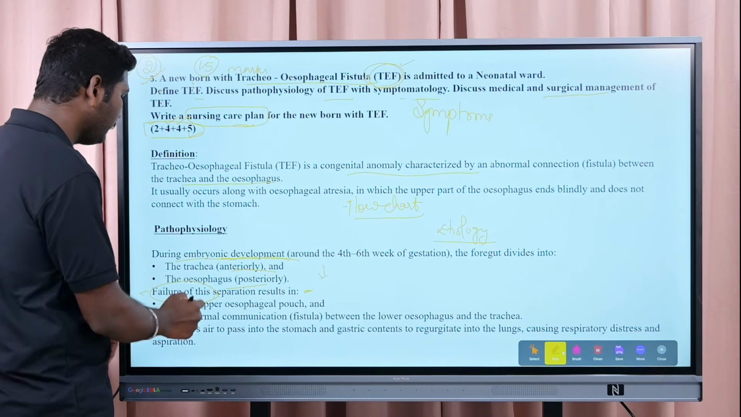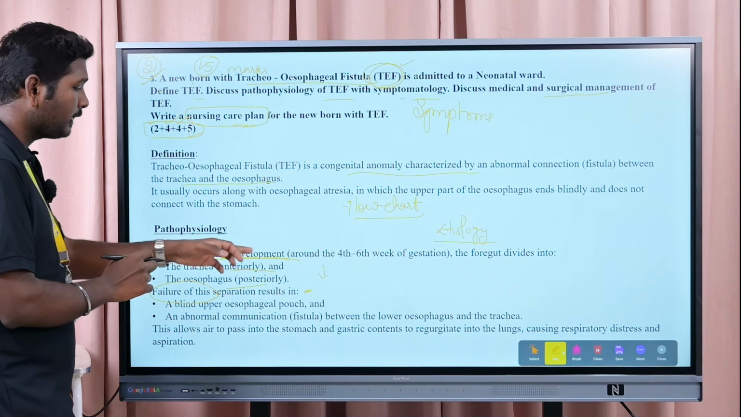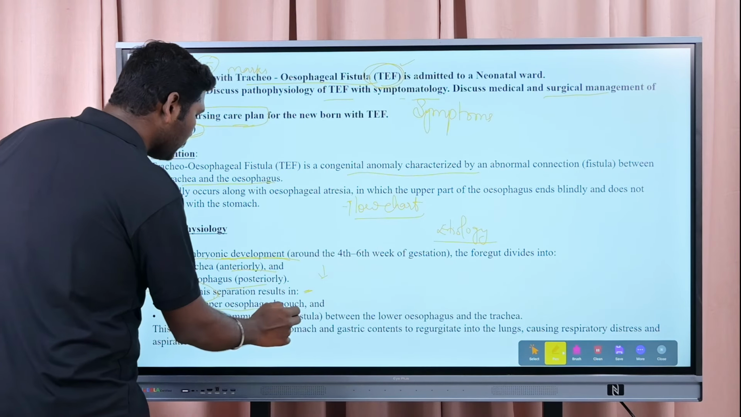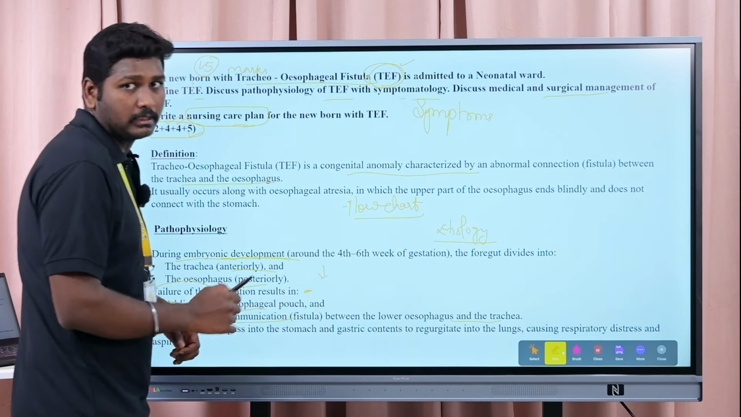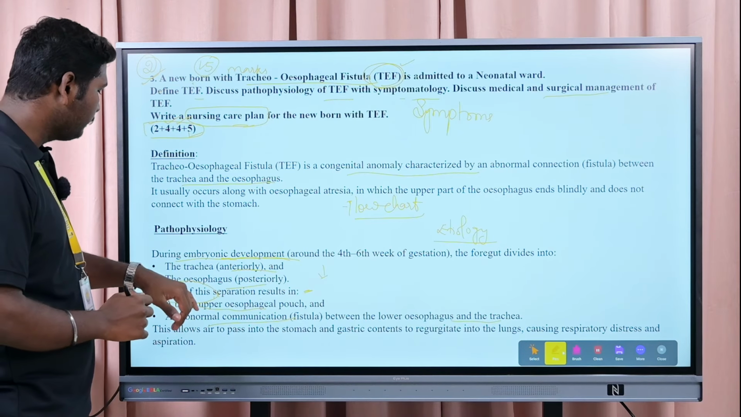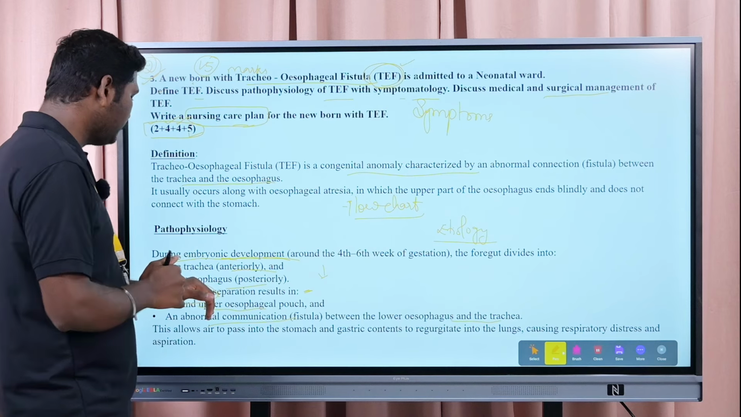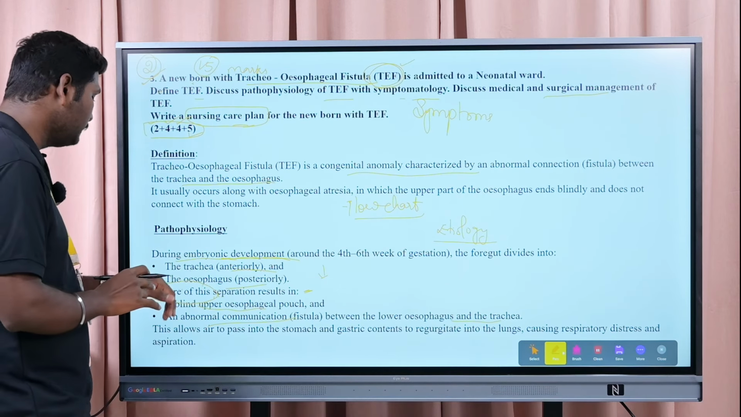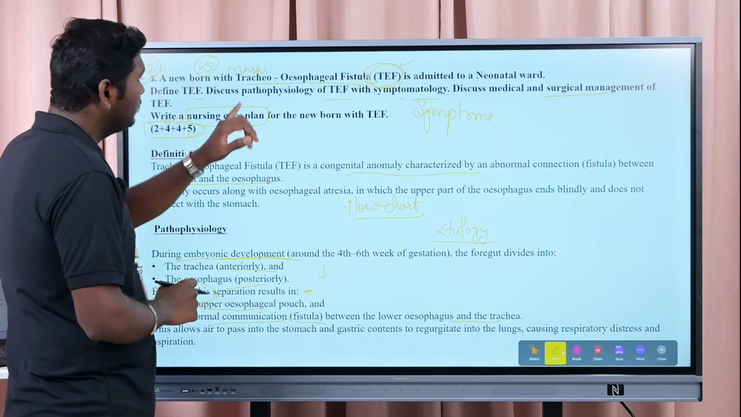Failure of this means failure of trachea and esophagus formation properly during the embryonic development. It results in a blind upper esophagus, and an abnormal communication between the lower esophagus and the trachea will result. So that is the ideal concept. First will be the cause. The cause is the failure of proper formation or connection of the trachea and esophagus, meaning abnormal connection. Normal connection is fine, but abnormal connection results in the fistula, which is called a TEF.